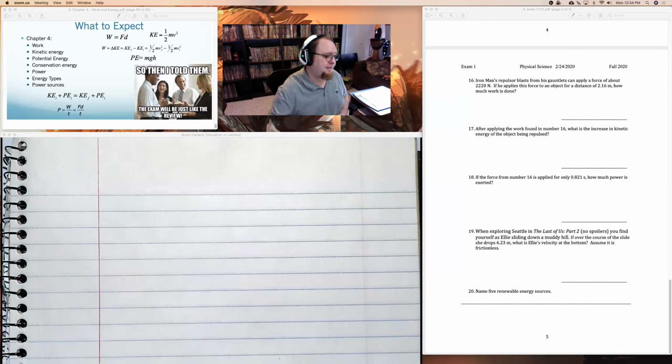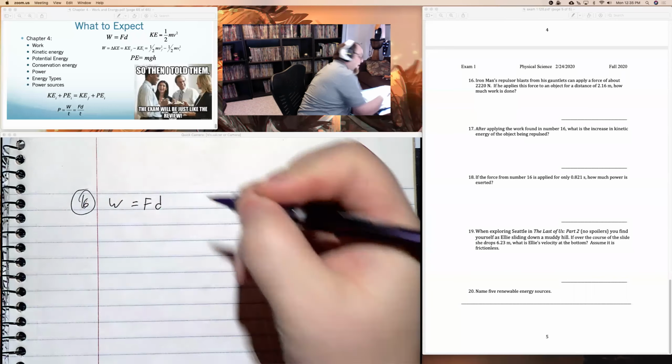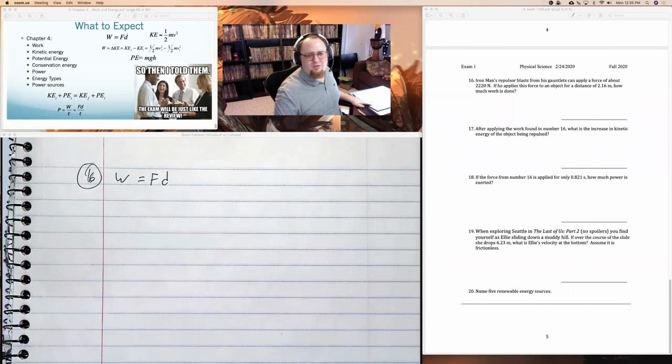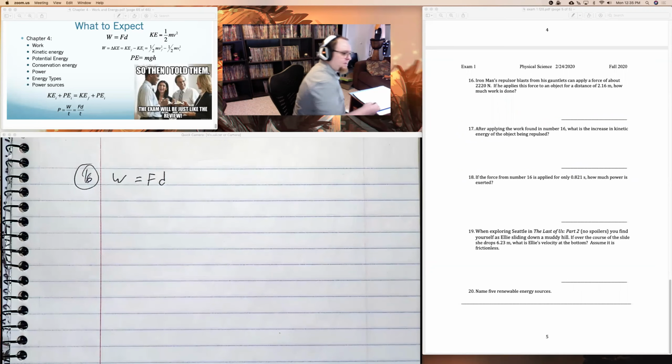How I started last time was I said Iron Man's repulsor blast from his gauntlets can apply a force of about 2,220 newtons. If he applies this force to an object for a distance of 2.16 meters, how much work is done? Work is force times displacement. That's the equation. It's actually force times displacement times the cosine of the angle in between, but I'm not going to give you angles on the exam. So it'll be the force he applies times the distance he applies it.